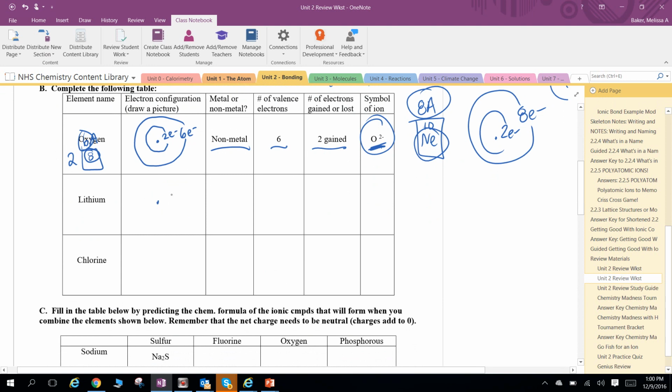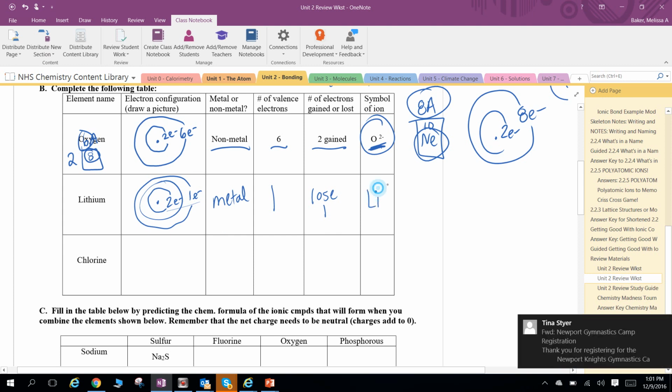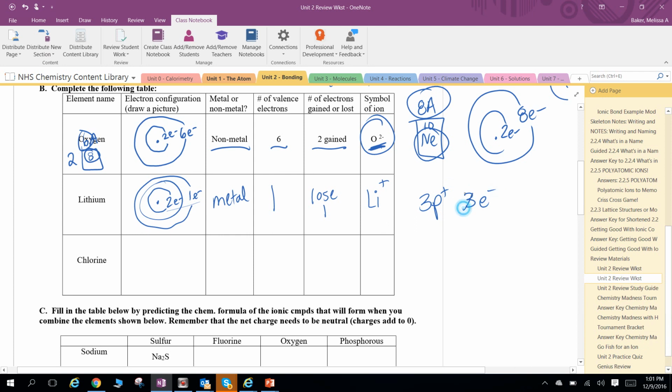Lithium is number 3. It's in group 1A, so that means it has 1 valence electron, and it's got 3 total electrons. It's to the left of the zigzag, making it a metal, and it would like to lose 1 electron, because when it does, it will have the same electron configuration as helium. So when it loses 1 electron, it will have a +1 charge, because normally it has 3 protons and 3 electrons, but if it loses 1 electron, now the protons are winning by 1.